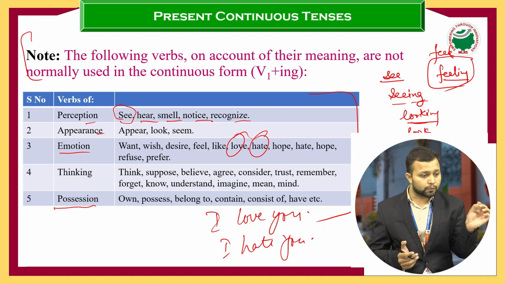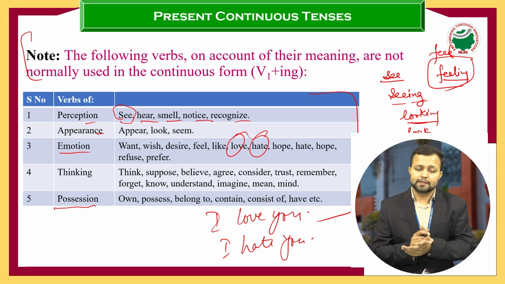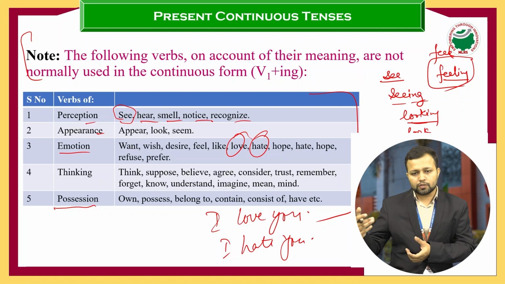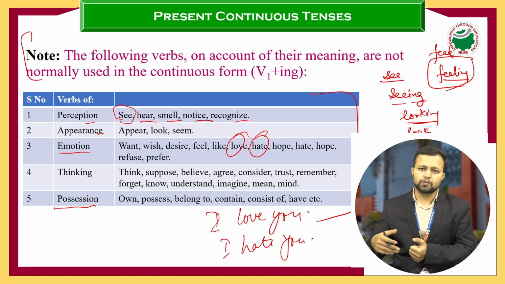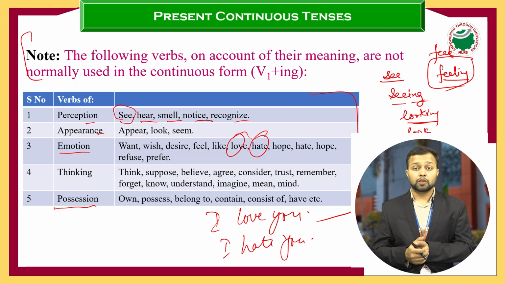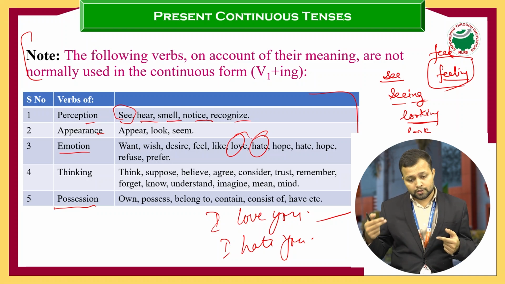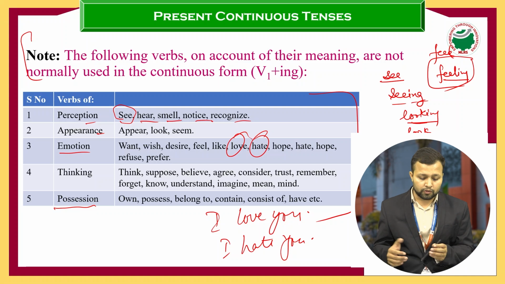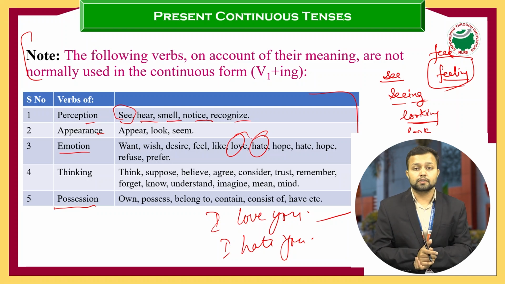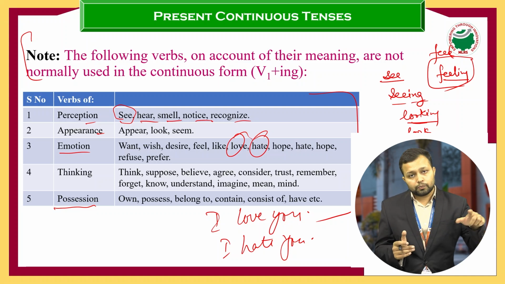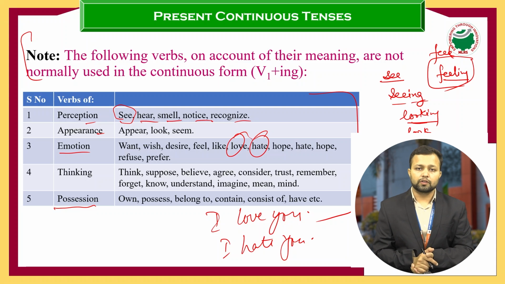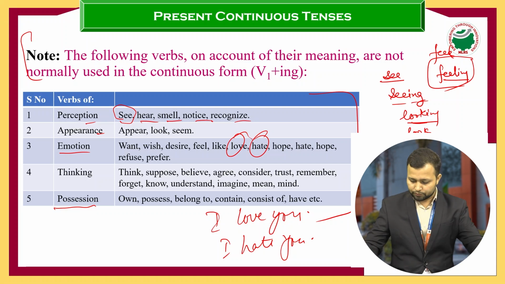For example, in place of present continuous tense, we'll use present simple tense. Past continuous, past simple tense. In place of future continuous tense, we'll use simple future tense. But what about present perfect continuous tense, or future perfect continuous tense, or past perfect continuous tense? We will use perfect tense. Instead of perfect continuous tense, we will use perfect tense.